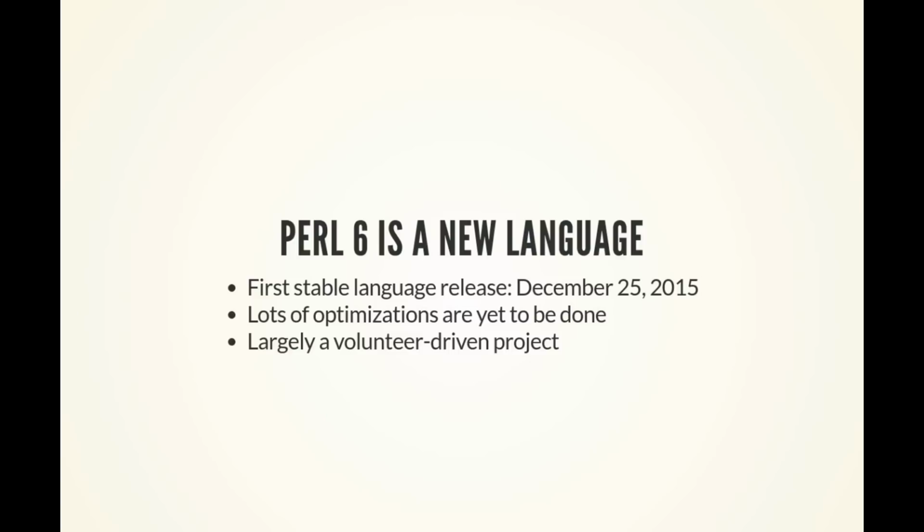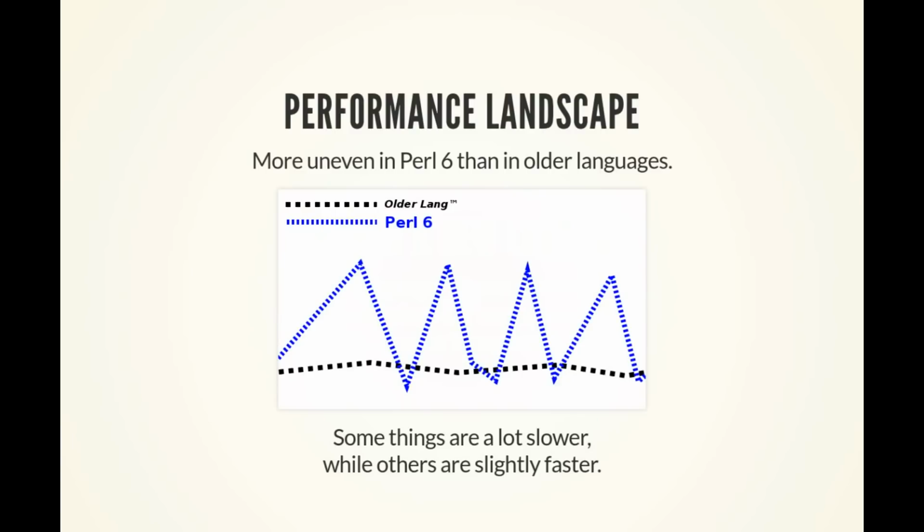If you compare Perl 6 with some older language, you will find a difference. In an older language, if you change a program slightly, you would usually expect the performance of it to stay mostly the same. But in Perl 6, because some things are not yet optimized, you may find that one construct is really slow, and if you change it slightly, it might be a lot faster, maybe even faster than one of the more established languages.